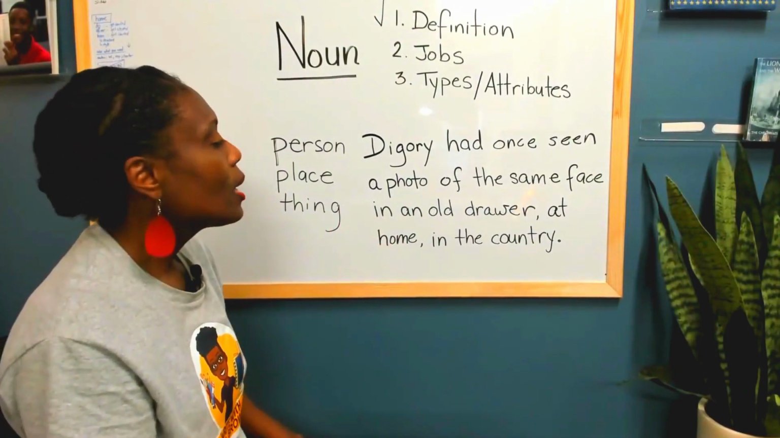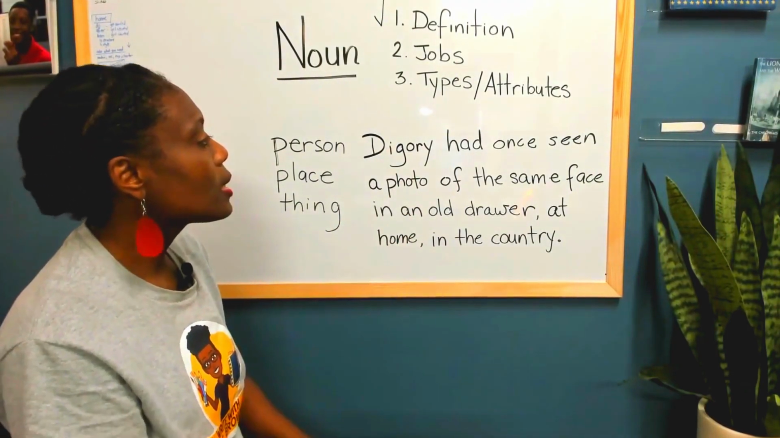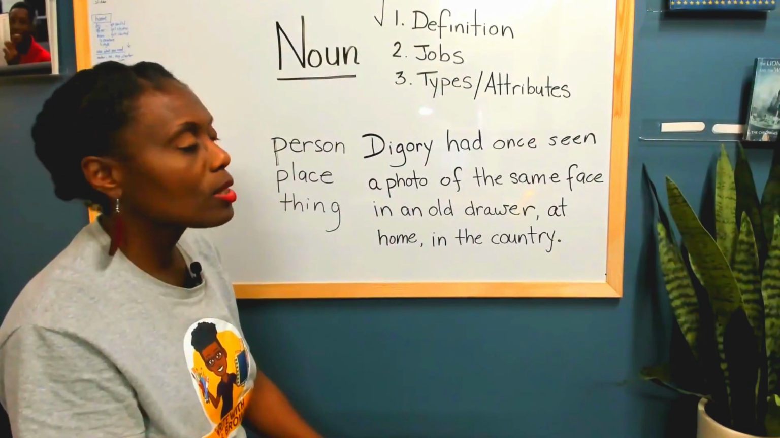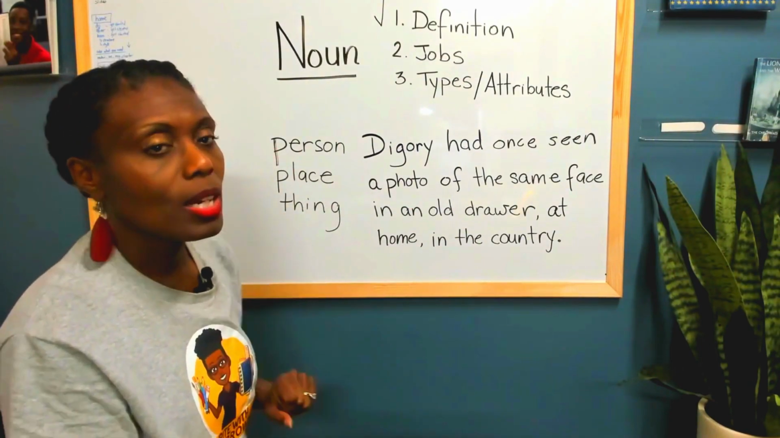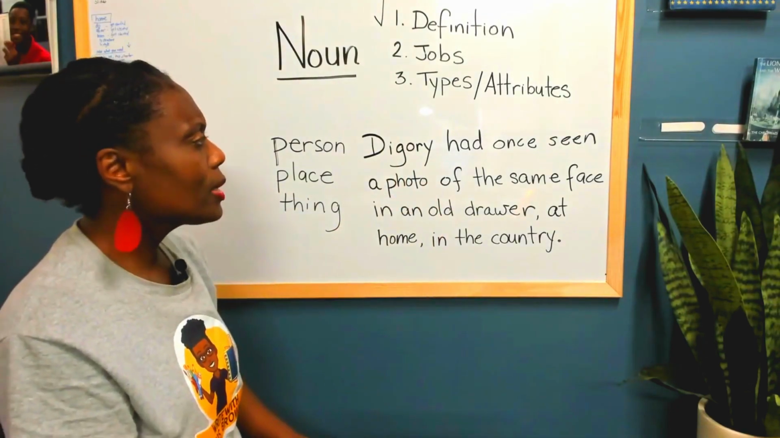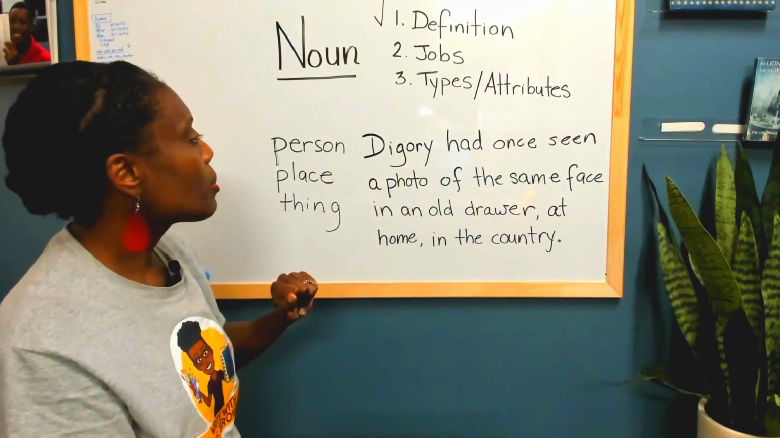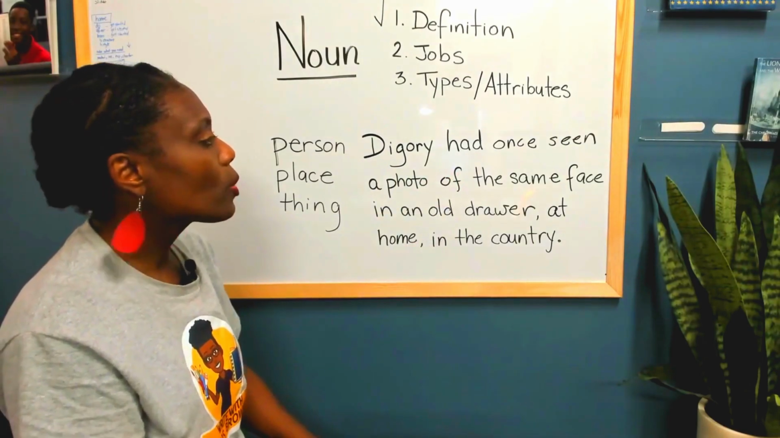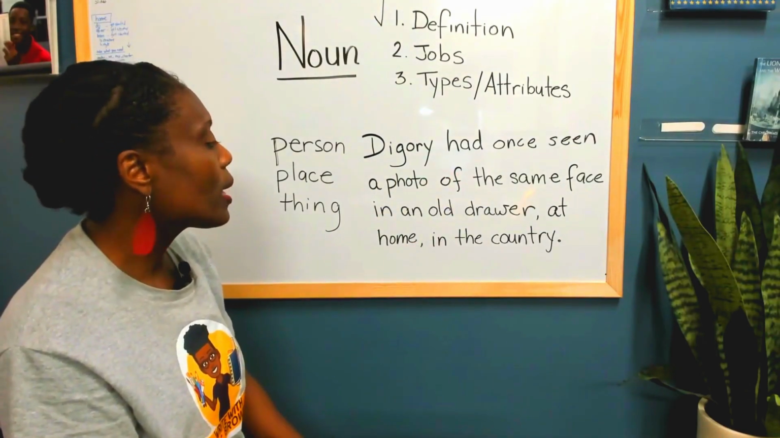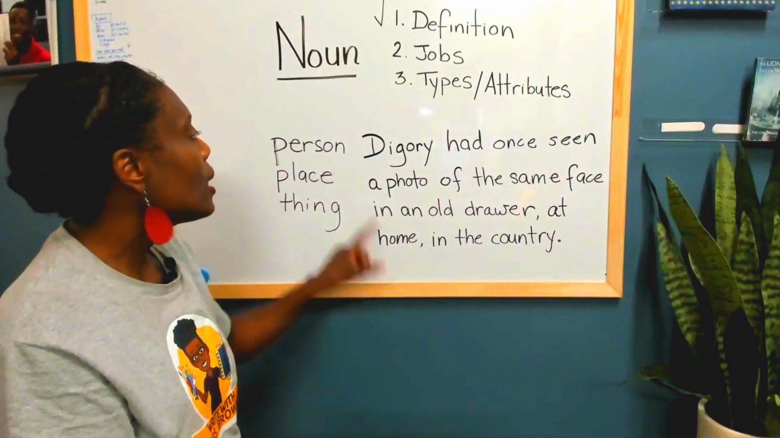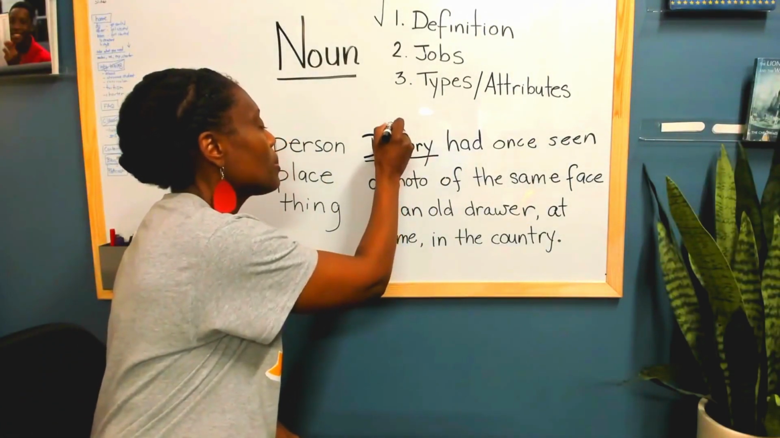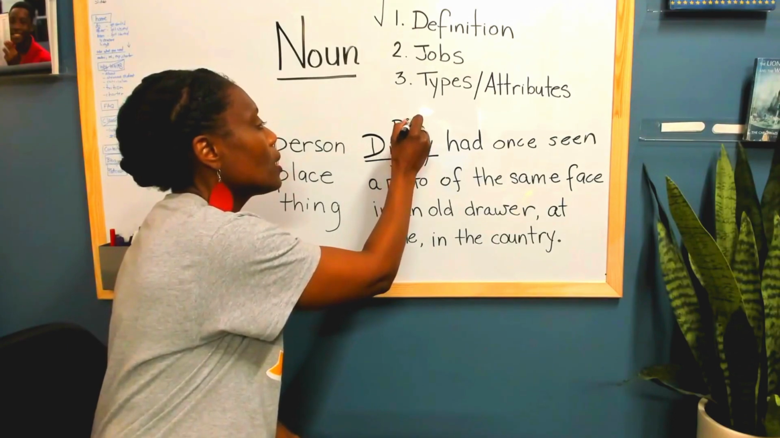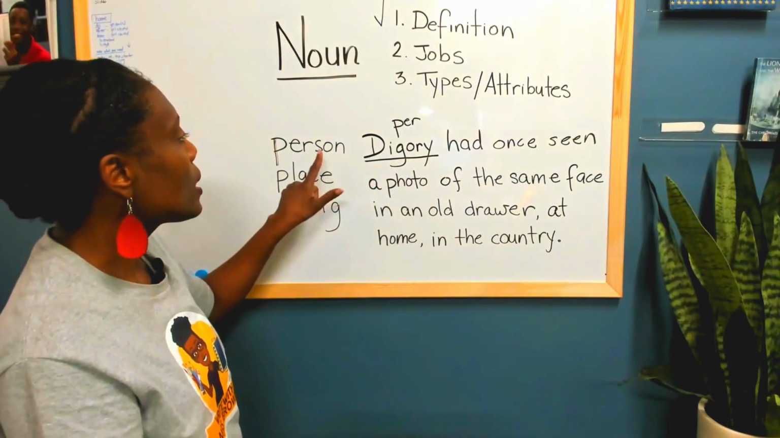Okay, and then this sentence that is on the board here is a sentence that is inspired by, very closely written like a sentence inside of The Magician's Nephew. And there are person nouns, place nouns, and thing nouns in this sentence. So let's read it for some examples. Diggory had once seen a photo of the same face in an old drawer at home in the country. Obviously, Diggory is a person, so we're going to put P here, P-E-R. He's a person, and so he is a noun.